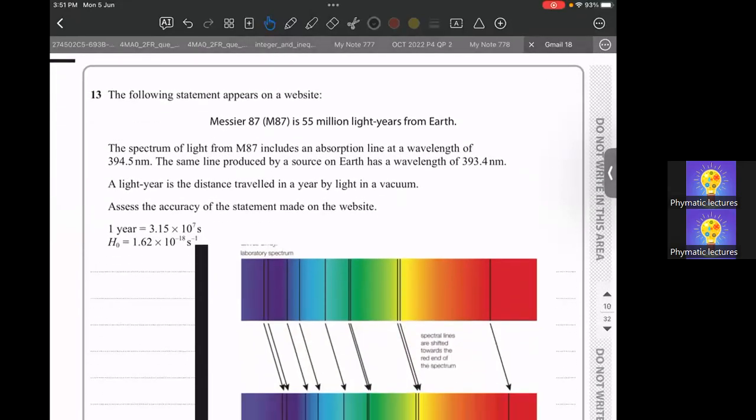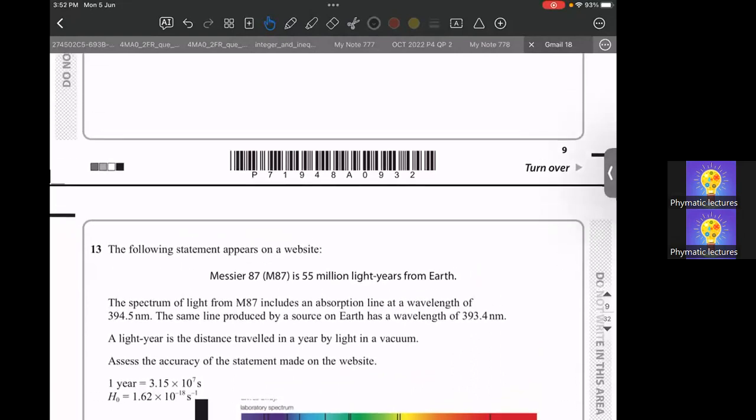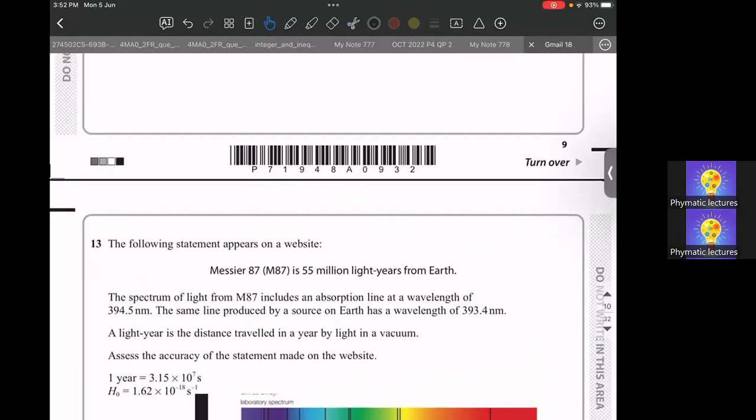Question number 13. In this question, the following statement appears on a website. Messier 87 (M87) is 57 million light years from Earth. The spectrum of light from M87 includes an absorption line at a wavelength of 394.5 nanometer. The same line produced on Earth in a lab is 393.4 nanometer. The light year is the distance traveled by light in a year in vacuum. Assess the accuracy of the statement made on the website.